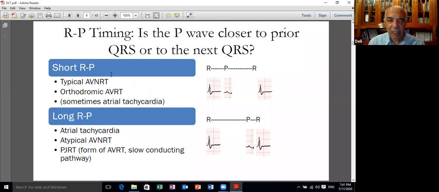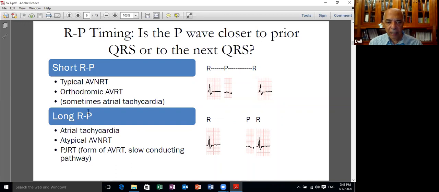The main differential diagnosis of short RP tachycardia is a typical AV nodal reentry tachycardia, in which the atrial activity goes down the slow pathway and up the fast pathway, so it's a slow-fast atrioventricular nodal tachycardia; the orthodromic AV reentry tachycardia, in which the atrial activity goes down the AV node and up the accessory pathway; and sometimes atrial tachycardia if it is associated with first-degree heart block.